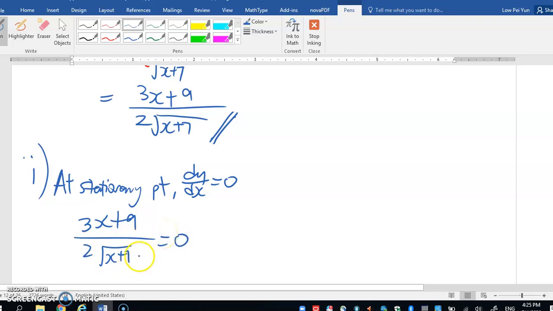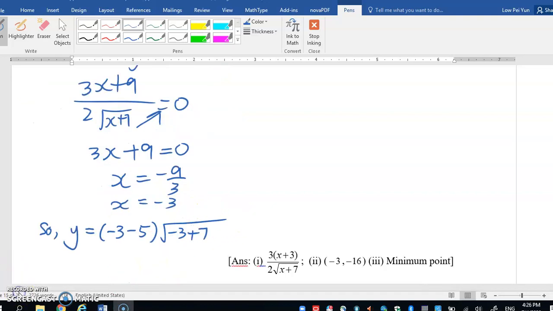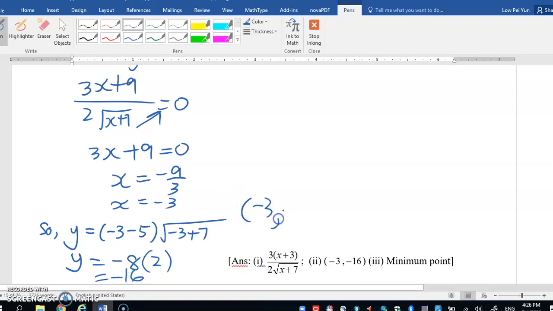Well, you can think of this as cross multiplying. Anything times 0 is 0. So you have 3x plus 9 is equal to 0. And therefore, I have my x is going to be negative 9 over 3, x is equal to negative 3. Do I have to find the coordinates? Yes. So I have to sub in. Substituting x equals negative 3 into y, I am going to get negative 8. This is square root of 4, which is 2. I am going to get a negative 16. So my answer is going to be (negative 3, negative 16) for the stationary point.